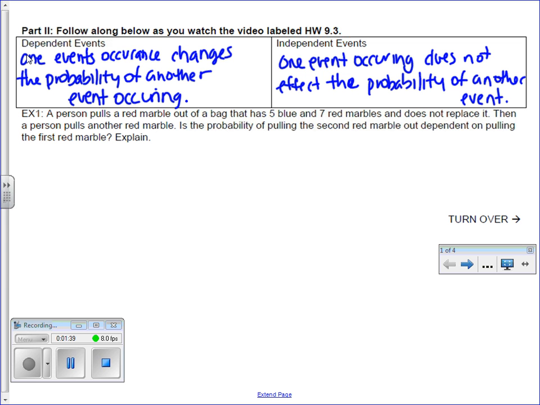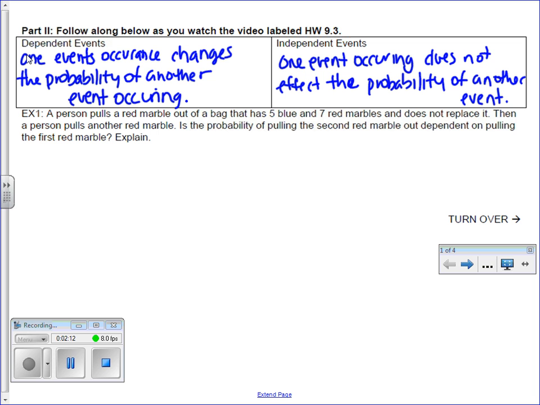Okay, well, let's think of this. So I have a bag full of marbles. 5 blue, 7 red, so it's a total of 12. The probability that I pick a marble that's red is 7 out of 12. If I don't replace it, then that means there are only 6 red marbles left, assuming I got a red one on the first try. So now the probability would be 6 red marbles out of 11, because now there's only a total of 11 marbles. So I would say that this is dependent.